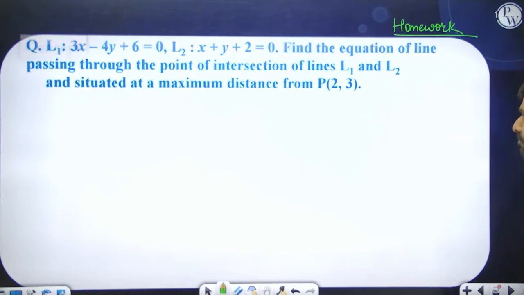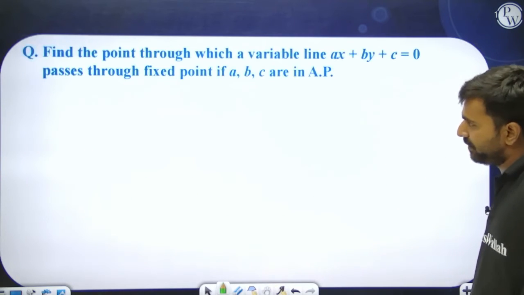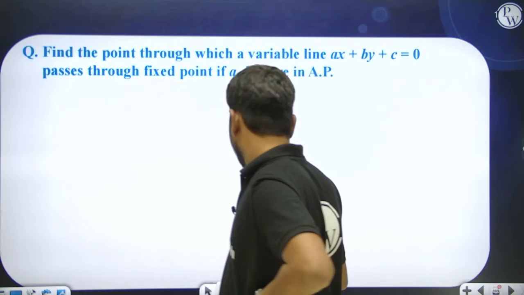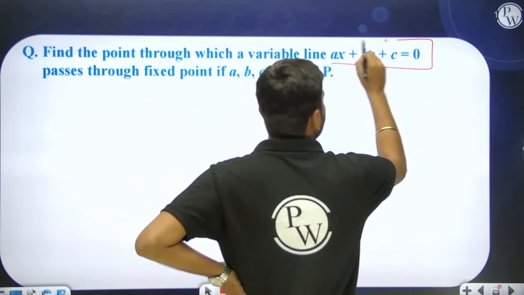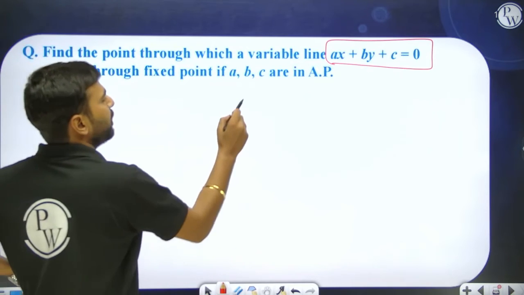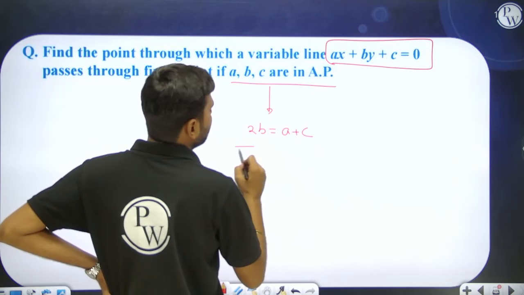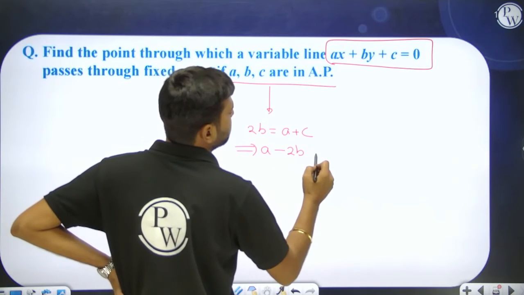Okay, moving ahead. Concept, understand. Let me tell you this through an example. Find the point through which a variable line passes. Now, if this is a variable line, that means A, B and C are variable over here. The coefficients are variable. It passes through a fixed point if A, B, C are in AP. If A, B, C are in AP, it means 2B = A + C. That means we can also say that A - 2B + C = 0.